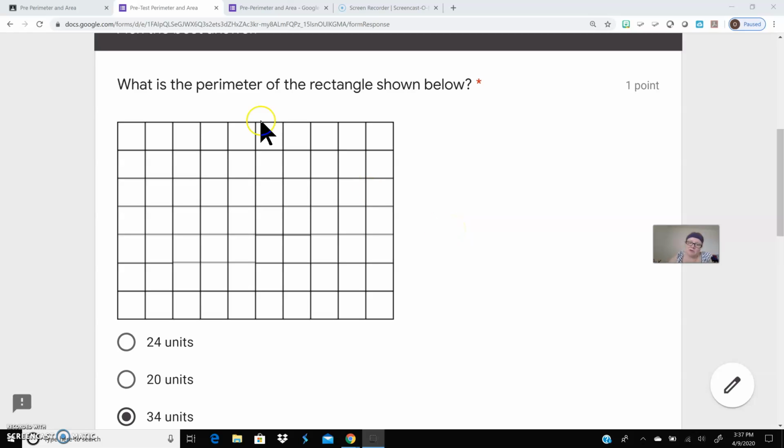Now, something else I noticed, it says it's a rectangle. Well, I know rectangles aren't congruent on all four sides. The only one would be a square. Okay, so I know these two are going to be different from the two on the top and bottom.